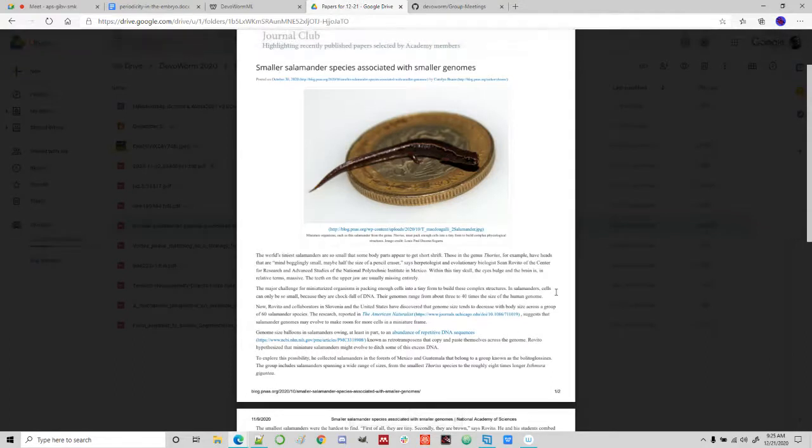So they have these large genomes. You would think, well, DNA is small, but the cells are getting so small now that they're having problems fitting that into the cell. So that's the problem. Now Rovito and collaborators in Slovenia and the United States have discovered that genome size tends to decrease with body size across a group of 60 salamander species. The research reported in the American Naturalist suggests that salamander genomes may evolve to make room for more cells in a miniature frame. So what these salamanders do is they reduce their genome size. And that's the way they're able to do this size reduction.